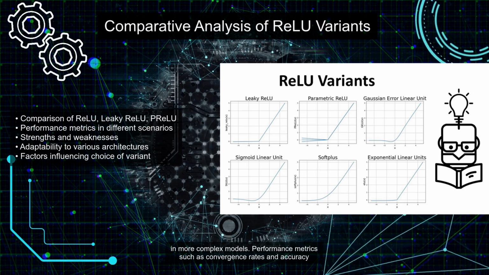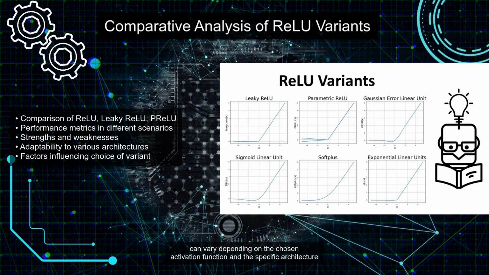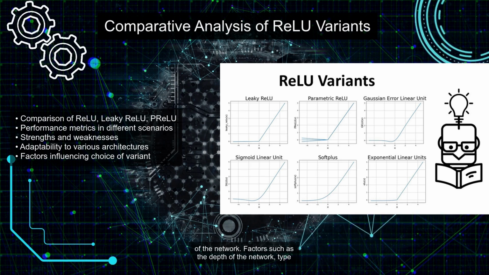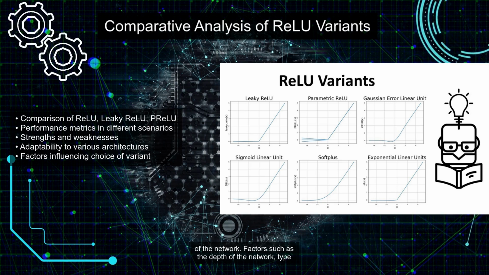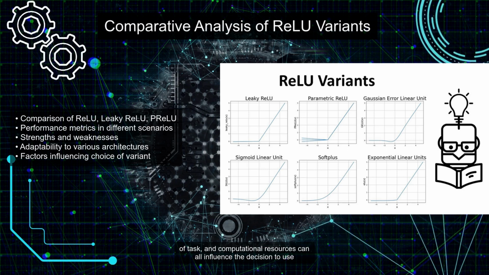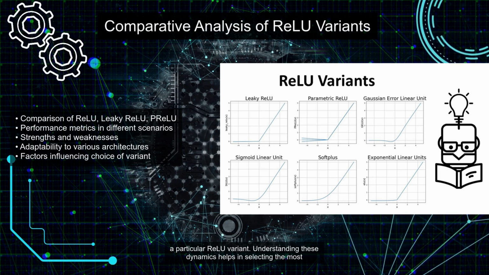Performance metrics such as convergence rates and accuracy can vary depending on the chosen activation function and the specific architecture of the network. Factors such as the depth of the network, type of task, and computational resources can all influence the decision to use a particular ReLU variant.